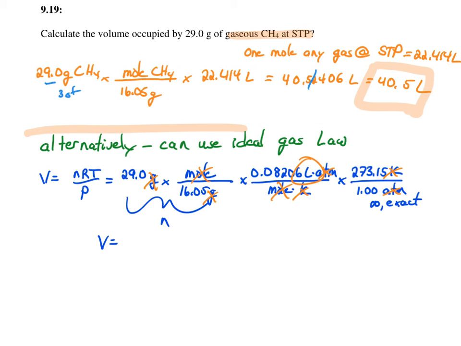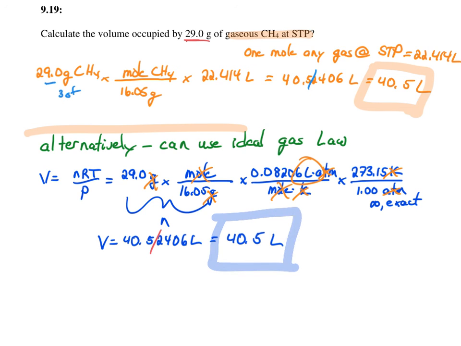So we have our volume is equal to 40.52406 liters. We can only use 3 sig figs because of our mass number here. So our final answer is 40.5 liters. Okay, we can take multiple paths to solve the same problem.